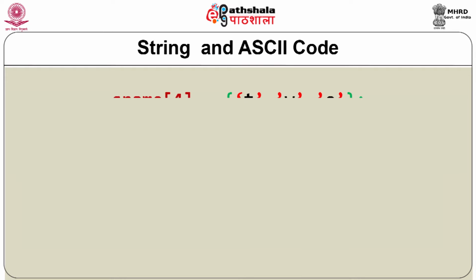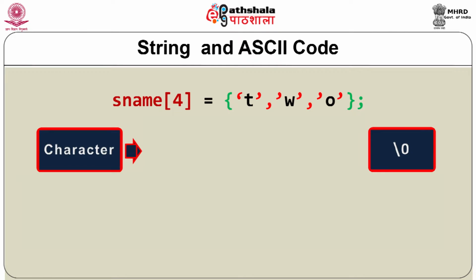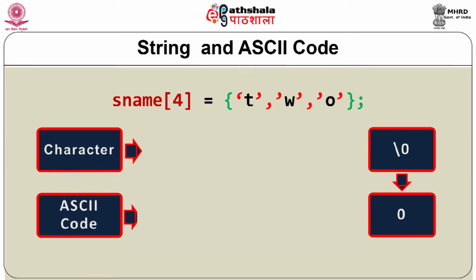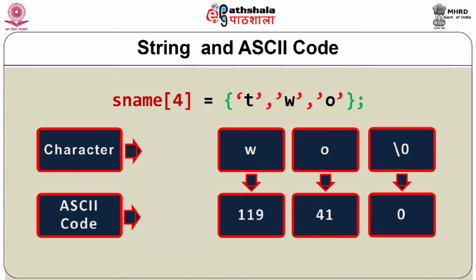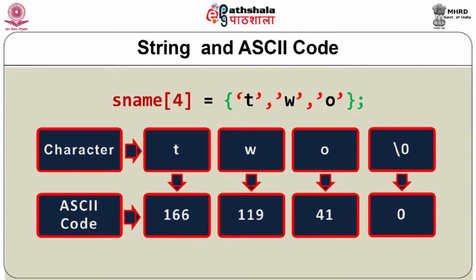Let us see how these strings are written in terms of ASCII. The last character is the null character having ASCII value 0. The ASCII value of 0 is 41, the ASCII value of W is 119 and the ASCII value of T is 166. So, these are the ASCII codes of the corresponding string characters.